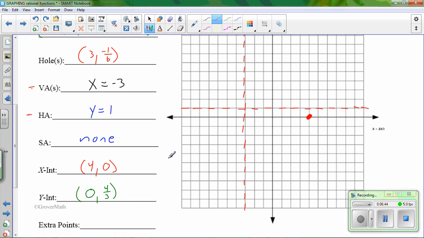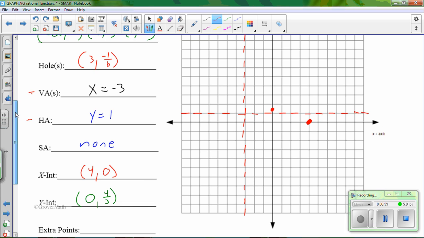And (0, 4/3). Now 4/3, I'm going to have to estimate. I can type it into my calculator. It's about 1.3 repeating. So 1.3 repeating is roughly about there. So that's my x-intercept, my y-intercept.